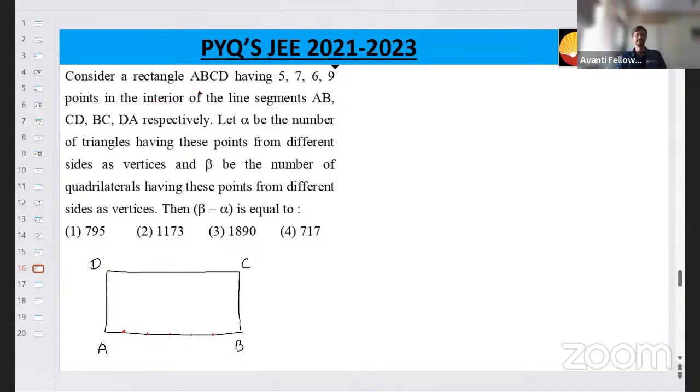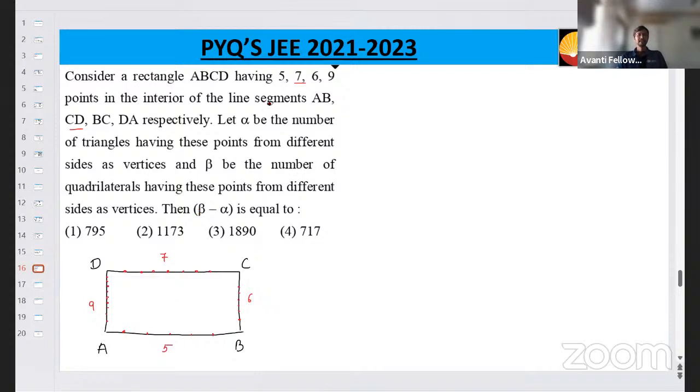1 2 3 4 5. Then CD. How many on CD? 7 on CD. 1 2 3 4 5 6 7. So 5 here, 7 here. BC, 6 on BC. So 1 2 3 4 5 6. 6 on BC and 9 on DA. Okay. 1 2 3 4 5 6 7 8 9.